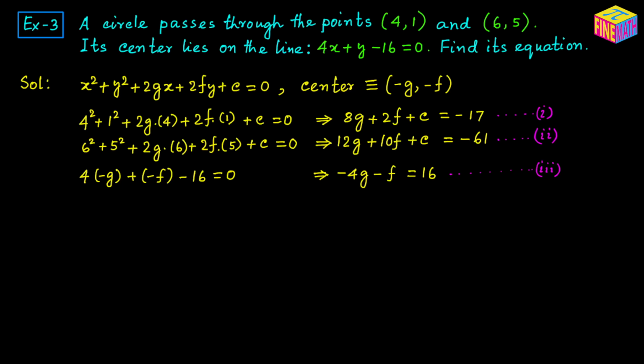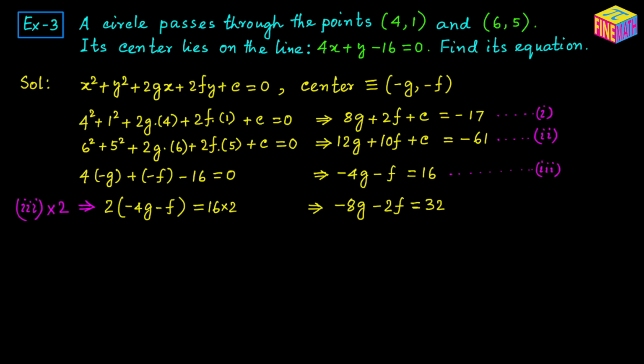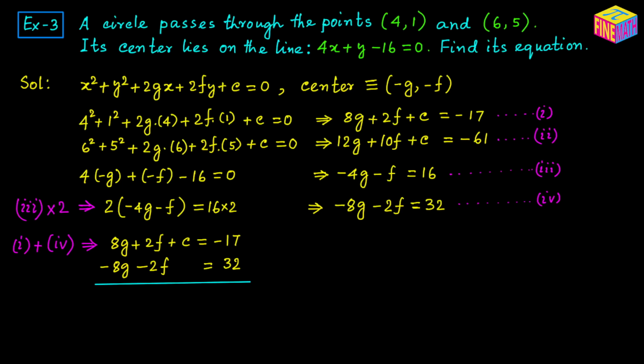Looks like if we multiply equation number 3 by a 2, and then if we add that with equation number 1, then we can easily find the value of c. So if we multiply equation number 3 by a 2, it becomes negative 8g minus 2f is equal to 32, and let's call that equation number 4. And then I'm going to add equation number 1 with equation number 4, and the result of this addition is giving us c equals 15.